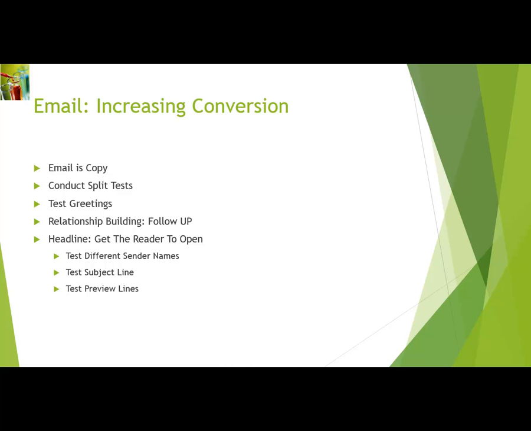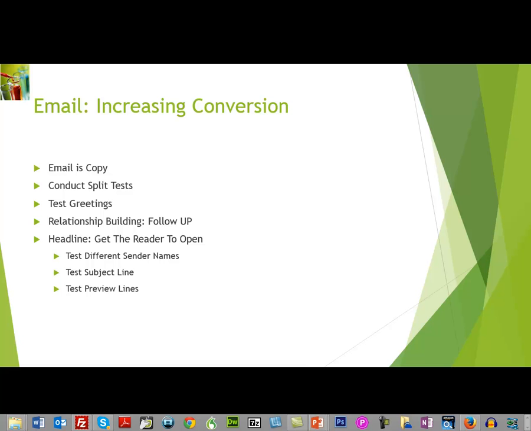Right? So for your headlines, test different sender names. If you're going to use personalization, test a different subject line. Test preview lines. Now, what you'll need to do, of course, is use the split testing feature inside of Aweber or whatever autoresponder you're using. Notice that I said test preview lines. You might wonder, what exactly is that? What is meant by a preview line? Well, let's take a look once again inside of Aweber.